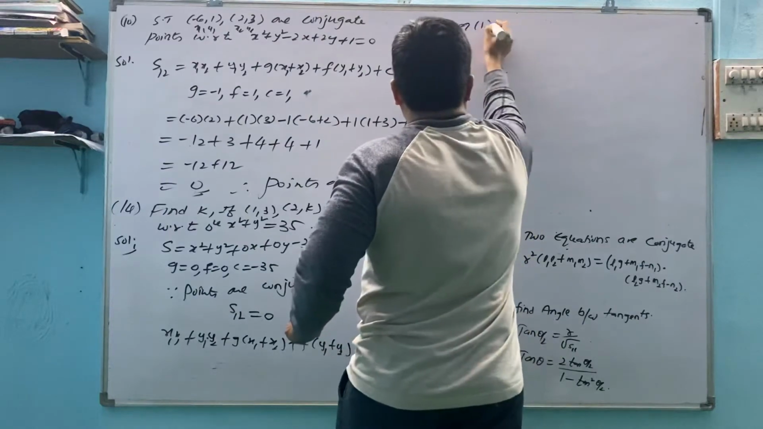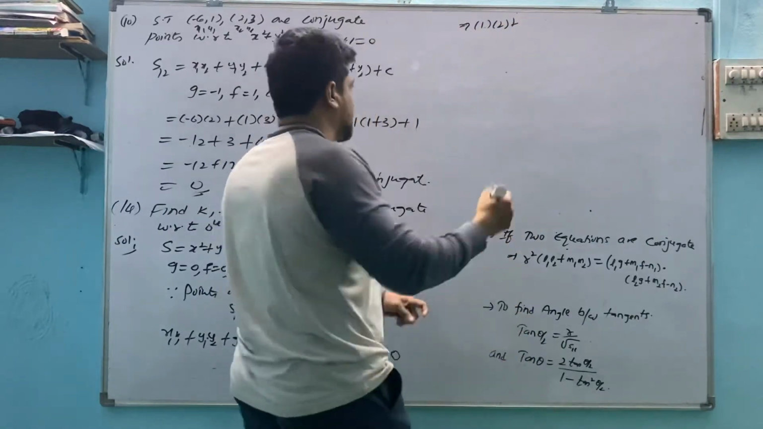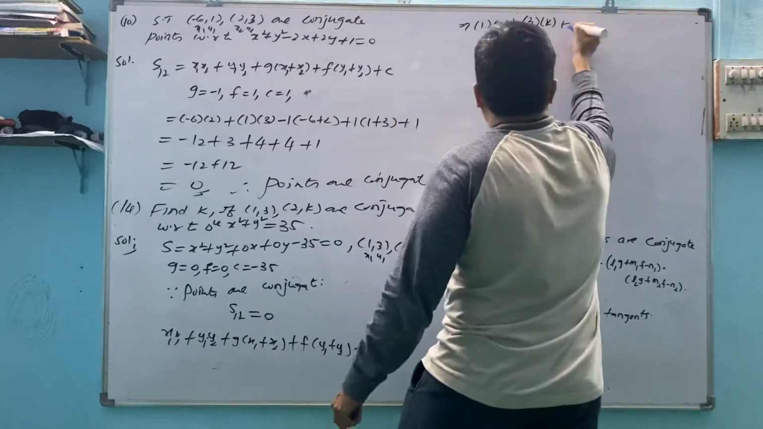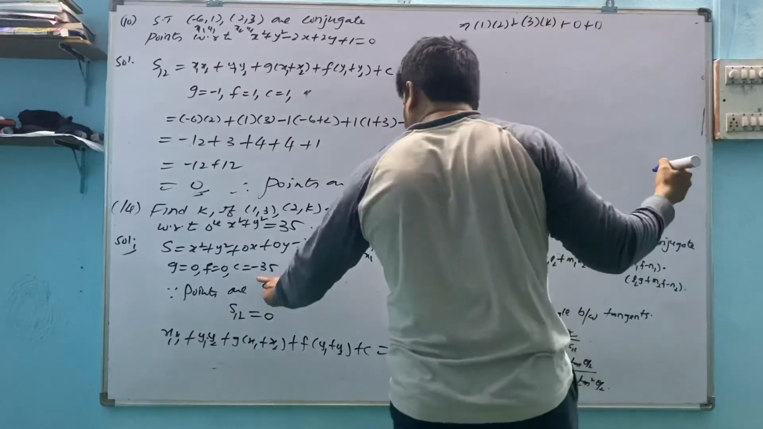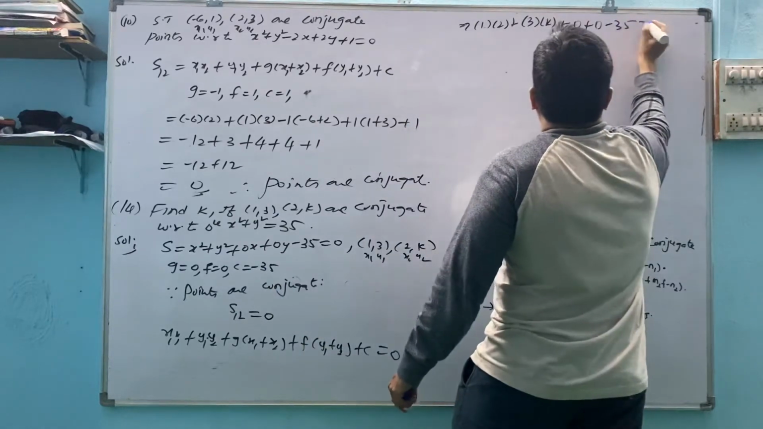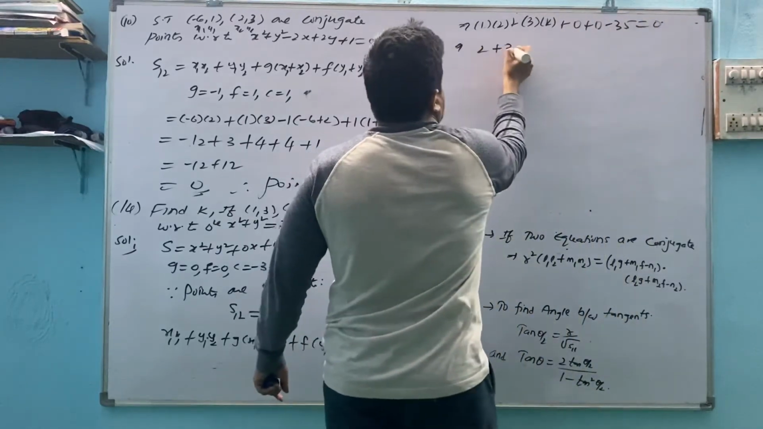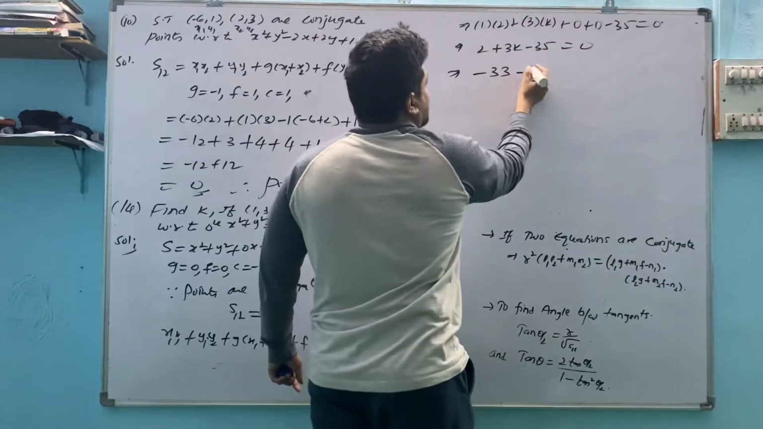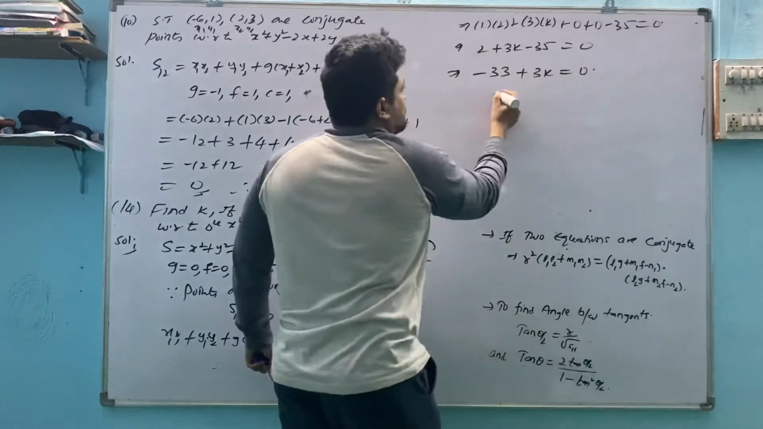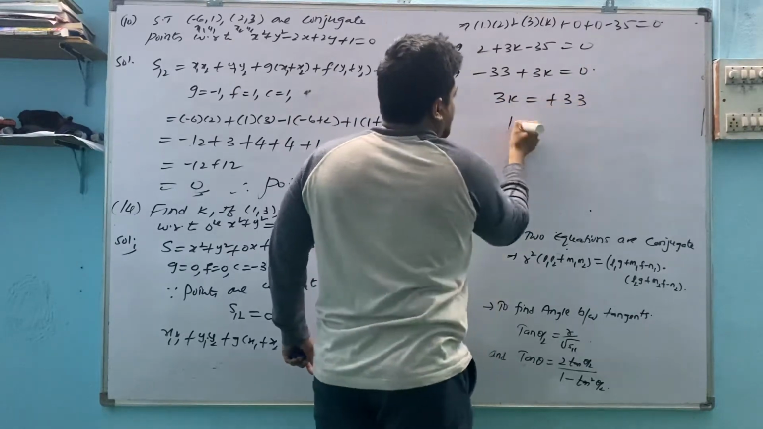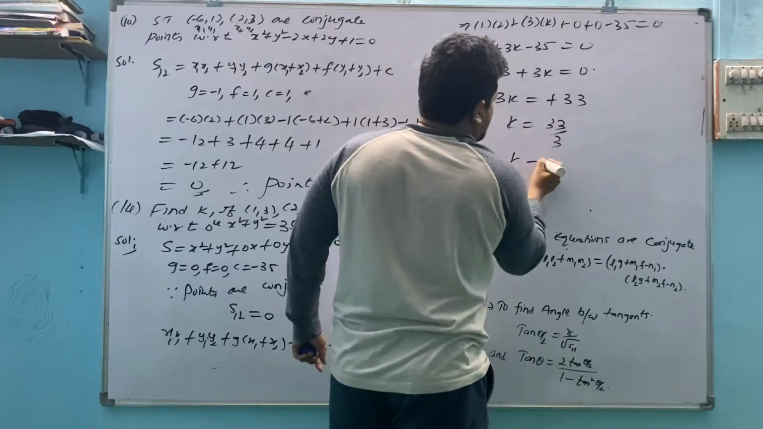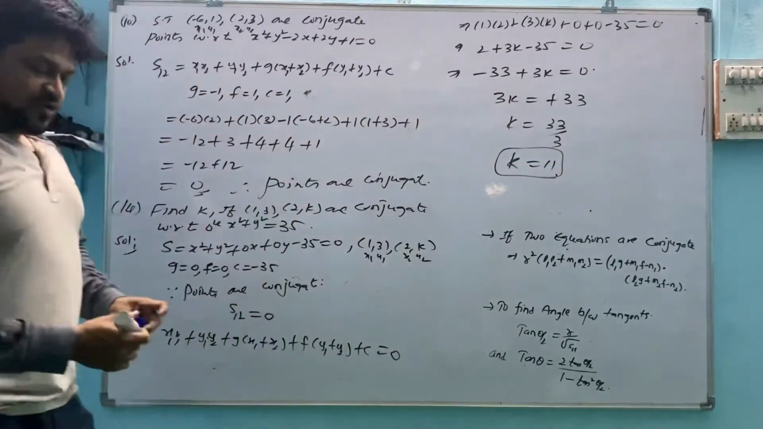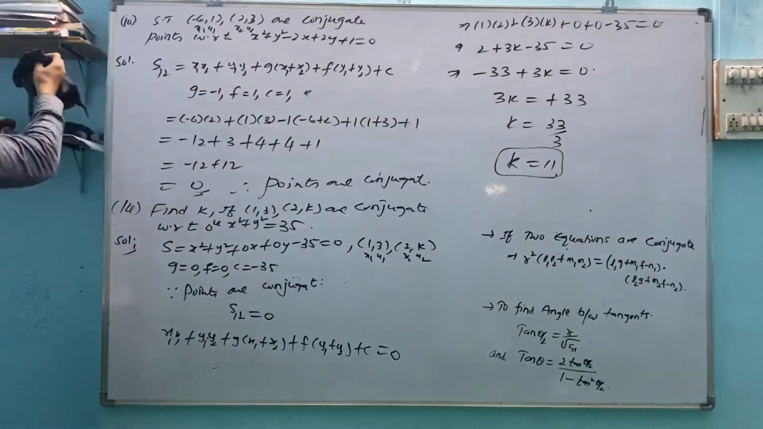x1 x2, 1 into 2, plus y1 y2, 3 into k, plus g into g is 0, so 0 plus 0, then c is minus 35 equal to 0. So this is 2 plus 3k minus 35 equal to 0. 2 minus 35 is minus 33 plus 3k equals to 0. 3k equals to plus 33, k is equal to 33 divided by 3, k is equal to 11. Follow the video 2-3 times, you will get this one easily.